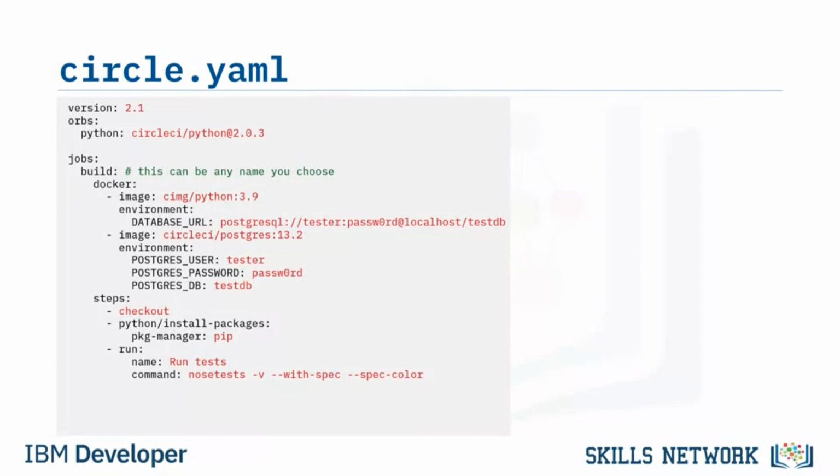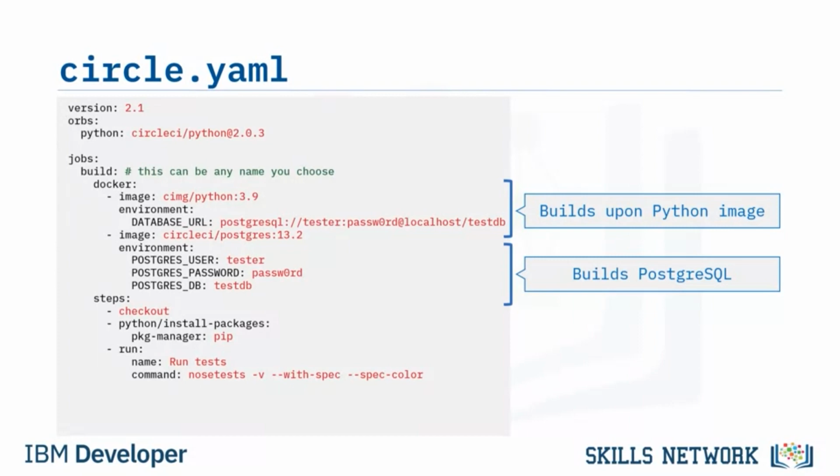It also supports databases such as MySQL, MongoDB, and Postgres. Since it supports Docker, anything you can build in Docker, you could build with CircleCI. This section of the YAML file asks CircleCI to get a Docker Python image and sets an environment variable for the database URL. The next section sets up PostgreSQL and several environment variables to configure Postgres. Once the environment is set up, it checks out your code, installs packages, and runs tests.